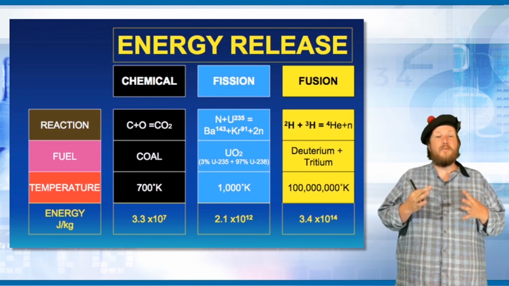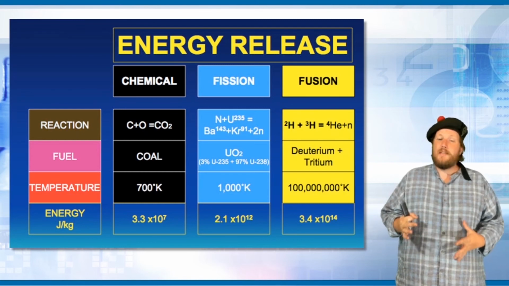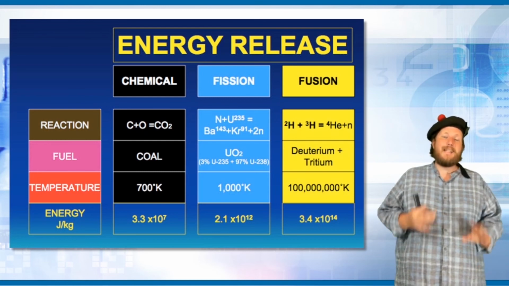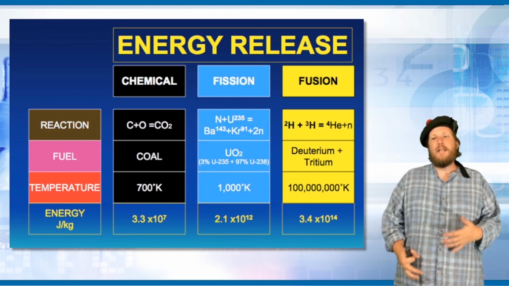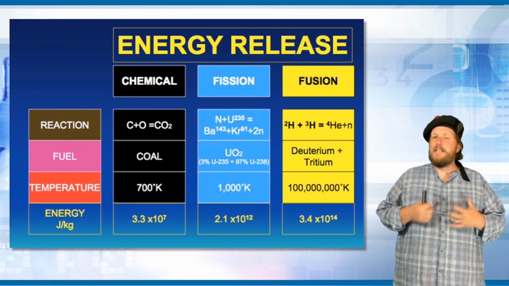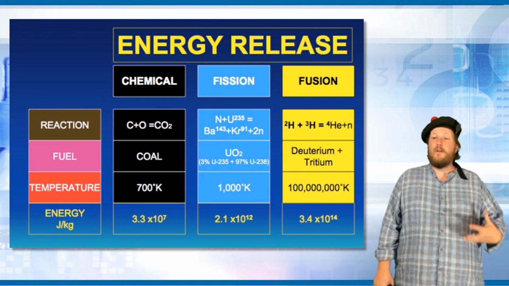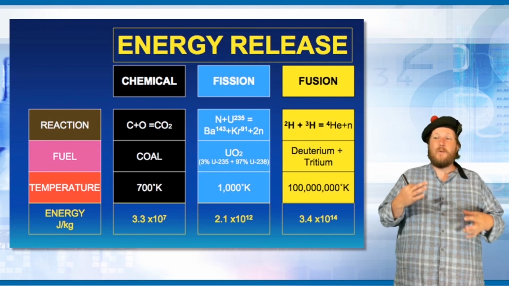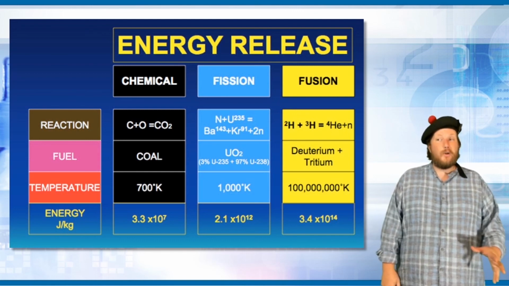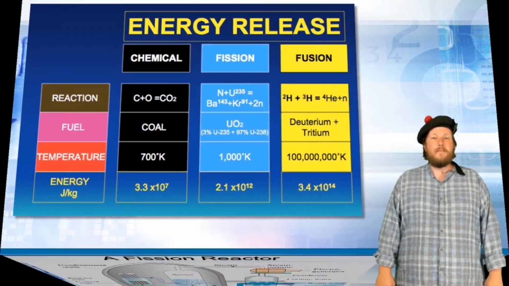Most of our power plants are fission-based, because you'll notice that the temperature is 1,000 Kelvin. That's something we can attain and something we can deal with. Fusion is 100 million Kelvin. It's just insane temperatures that you achieve in stars, and so it's really hard to get a fusion reactor that's safe and stable on the Earth to continue working.